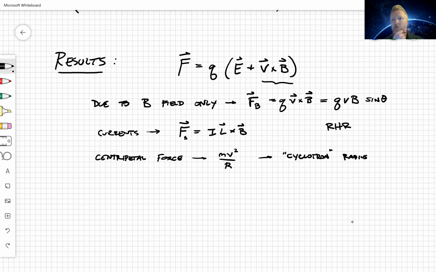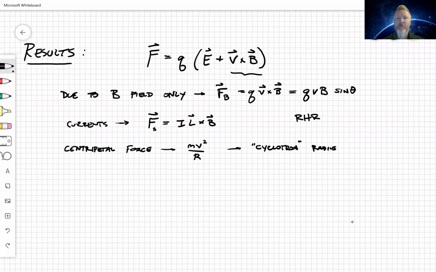Like I said, I can do one more example of charged particle motion in a magnetic field, and I'll just do that one in a separate video.